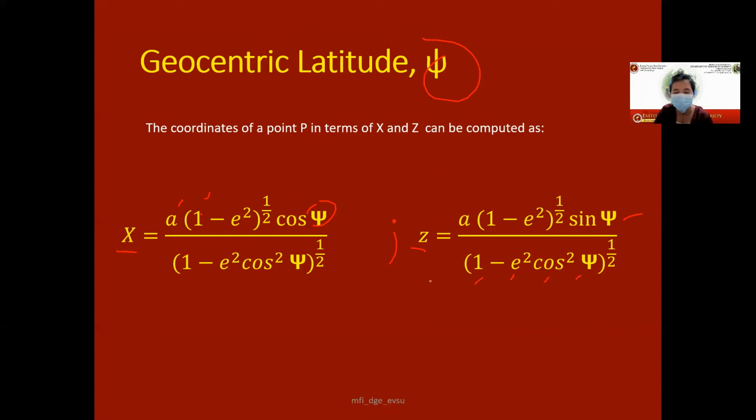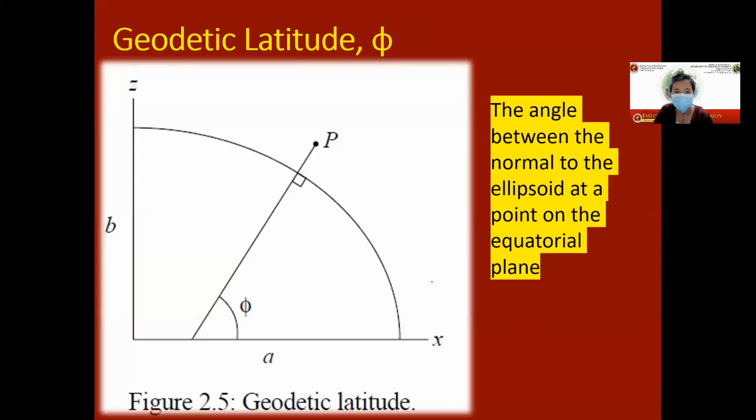So let's move to the geographic. Geographic is similar to geodetic. Again, your geodetic is similar to geographic latitude. So for the geodetic latitude, from the word itself, geodetic, in reference to the surface of the earth. So in reference sa curvature mismo ng ellipsoid. So from the definition, this is the angle between the normal to the ellipsoid at a point on the equatorial plane.